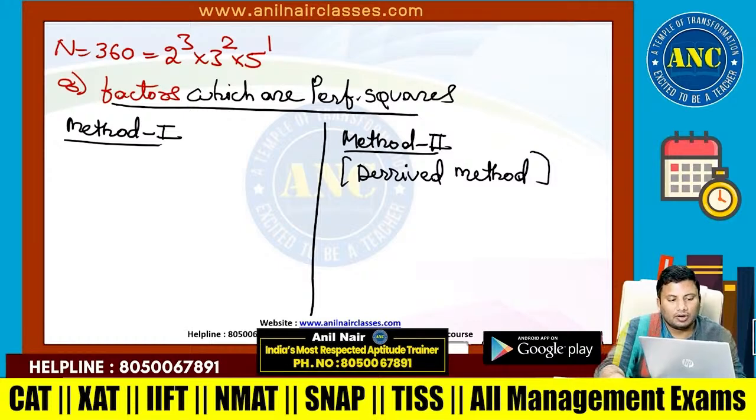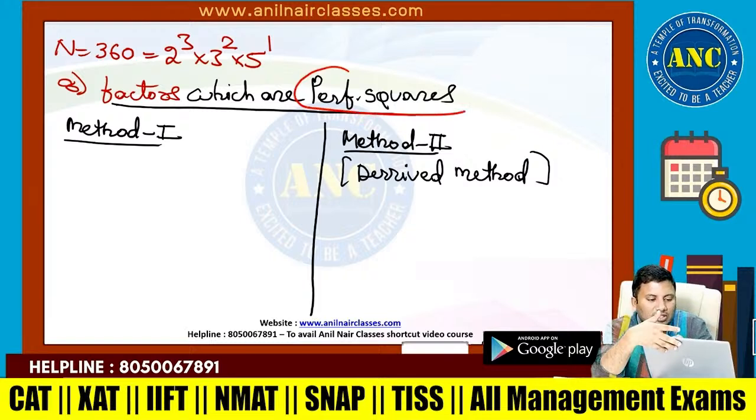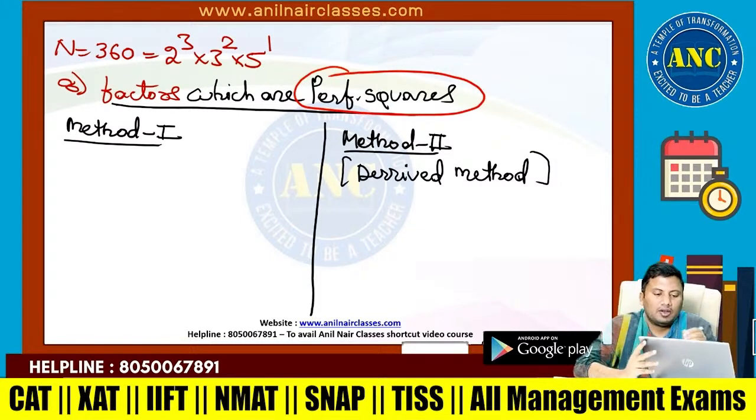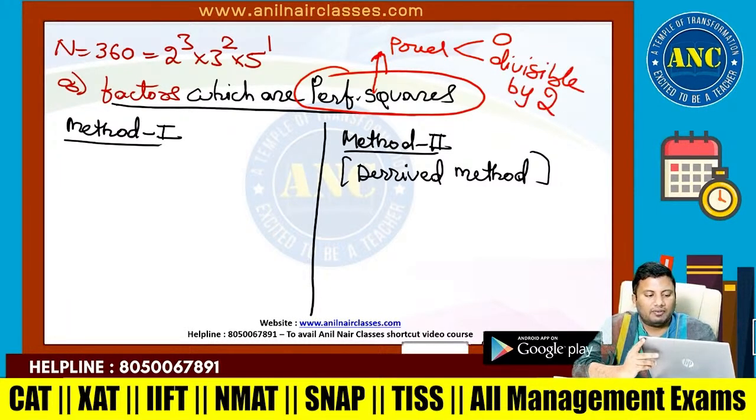Now factors which are perfect squares. The important key word in this question is perfect square. What do you mean by a perfect square? Perfect square means power should be either 0 or divisible by 2.